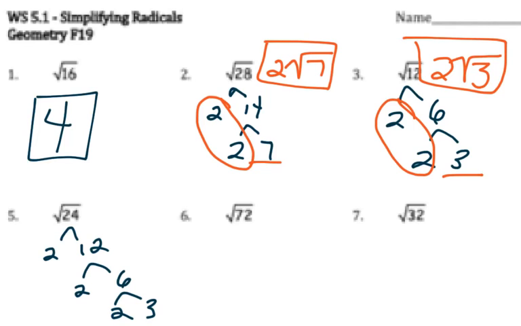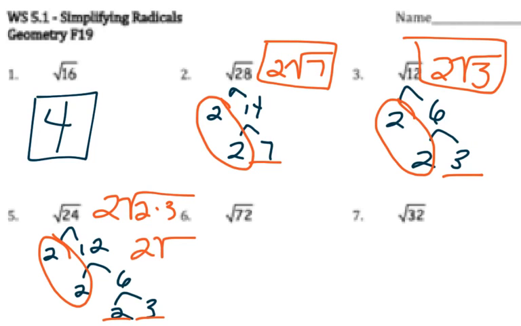We can only take them out in pairs. There's a pair of 2s. This does not have a pair that matches him, and this does not have a pair that matches him. So the pair is a 2. The loners, there's a 2 and a 3. So we put the 2 and the 3 together, so it's 2 root 6. 2 times 3 makes this 6.